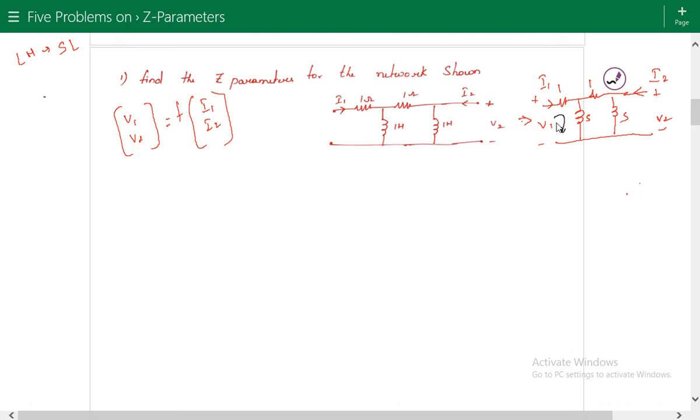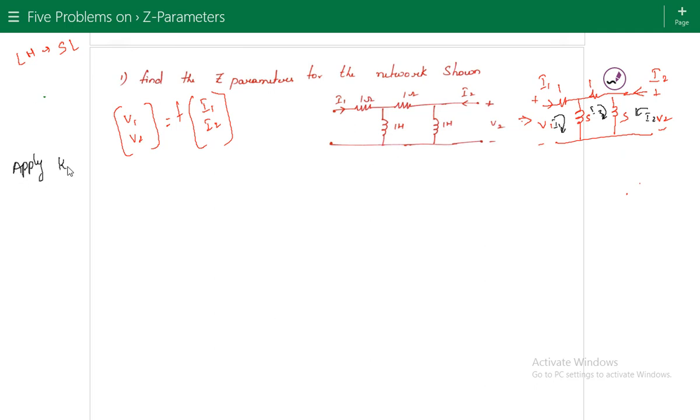apply KVL in these three loops. This is I1, this is I2, and I will consider this as the current I3. By applying KVL in these three loops, I can find V1 and V2 as a function of I1 and I2. So see here, what is the first step? Apply KVL in mesh 1.